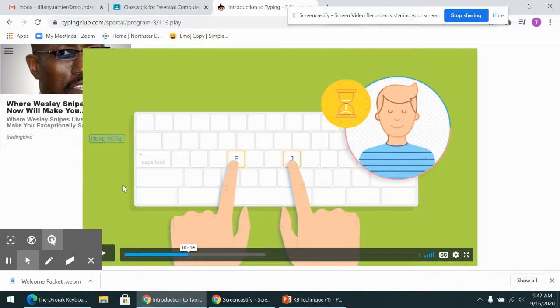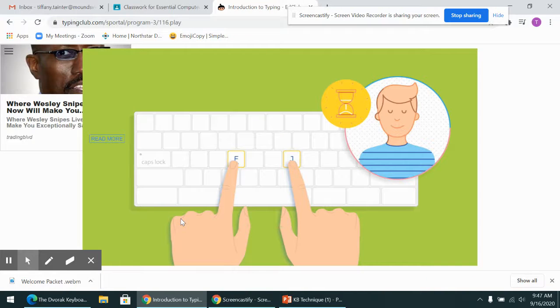And this is really nice because it does videos showing you the fingers, and then you will actually do practice on your own. All right, so let's get those fingers warmed up and increase our keyboarding speed and technique.